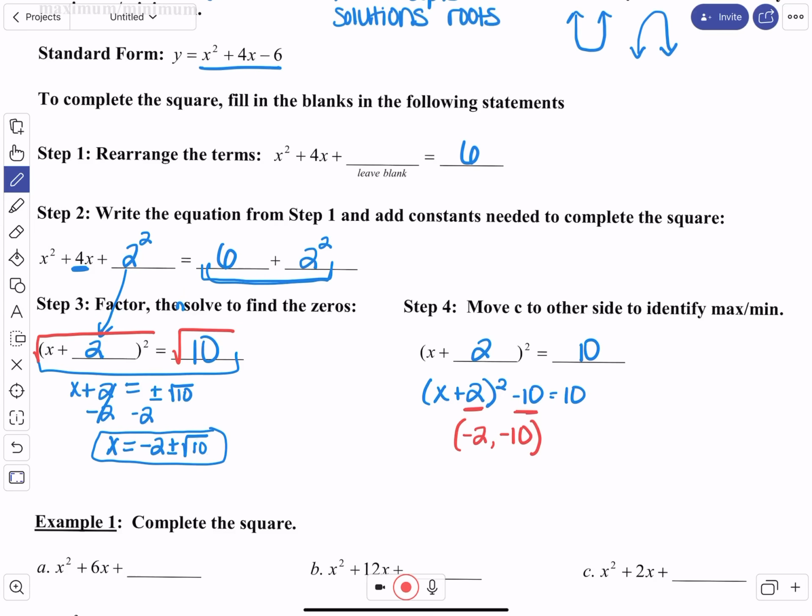So this is your vertex. And you look out front, you just kind of look in this area right here. Since it's positive because there's no negative out front, that means that it opens up. Okay, it's a smiley face. So it's positive, so it opens up. It's a smiley face. And that means your point is down here at the bottom, which means it is a minimum. So that's the other type of question that you may have to answer on these problems. And so this would be negative 2, negative 10 as your vertex, and it's a minimum because it's at the bottom of your smiley face.